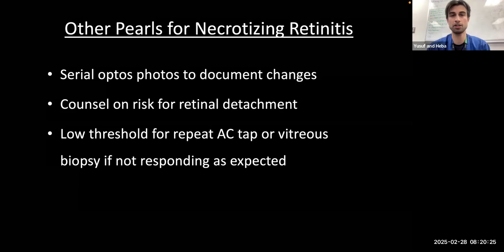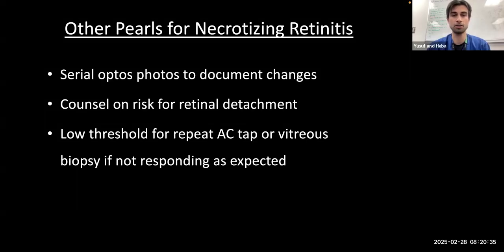It's important to counsel on the risk for retinal detachment. We know there's a pretty high prevalence of retinal detachment in ARN cases, but also not insignificant amount of retinal detachments in toxo that Hib also just presented earlier in the grand rounds.